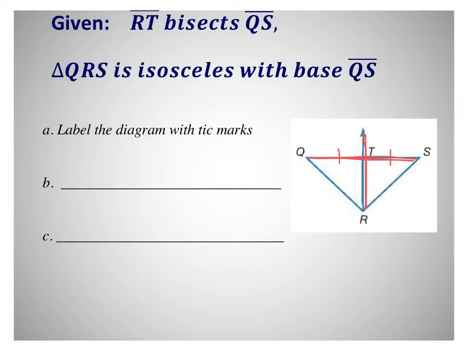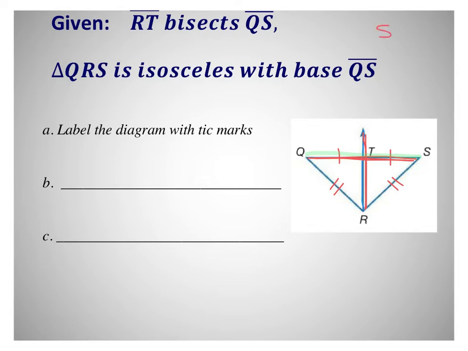Second, we are told that QRS is an isosceles triangle with a base of QS. If QS is the base, that would mean that QR and RS are the legs of this triangle, so the legs of an isosceles triangle are congruent to each other. So far I have two sides.